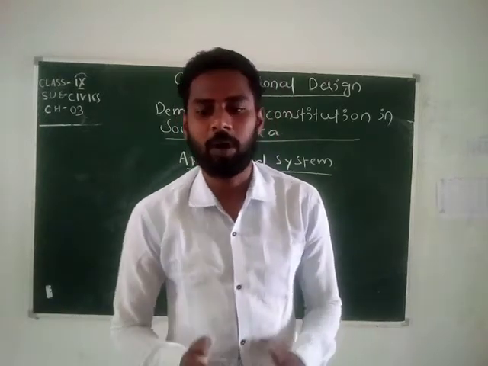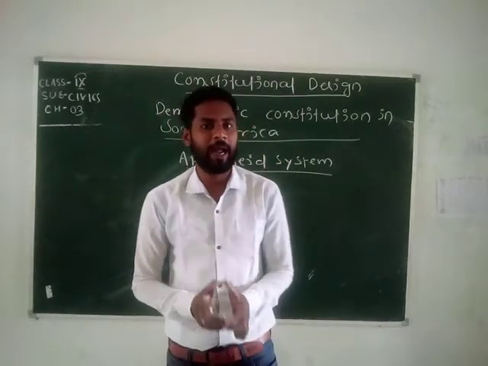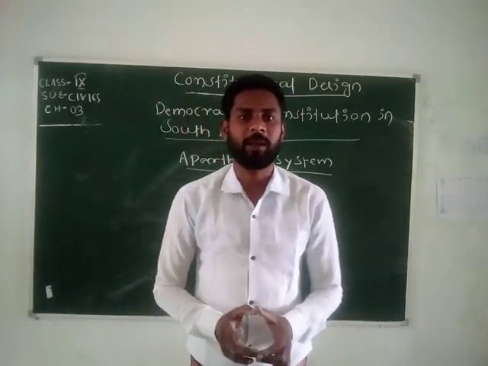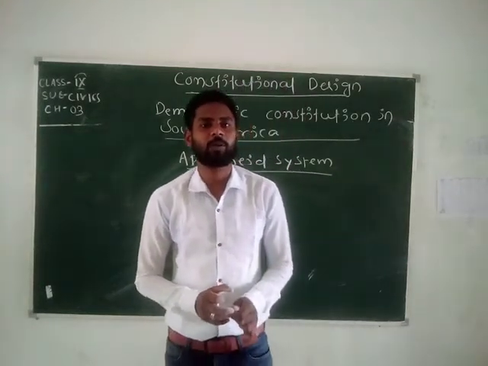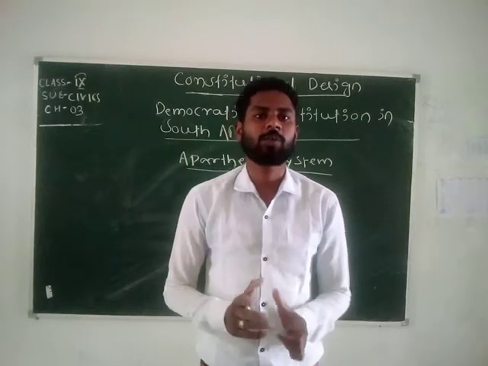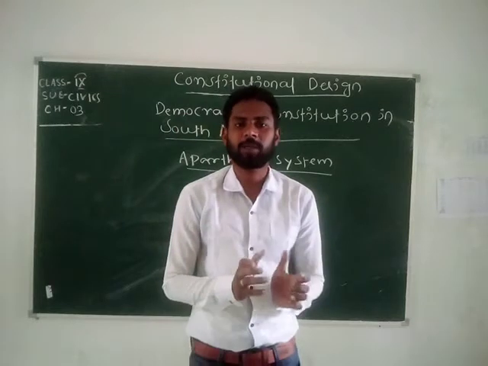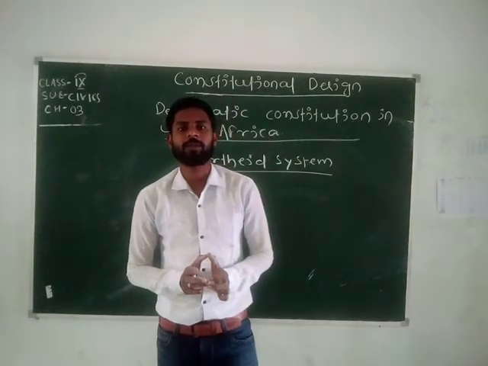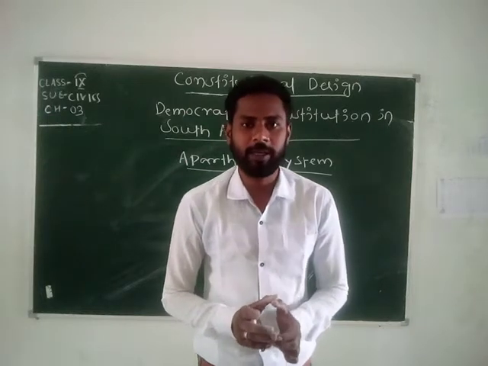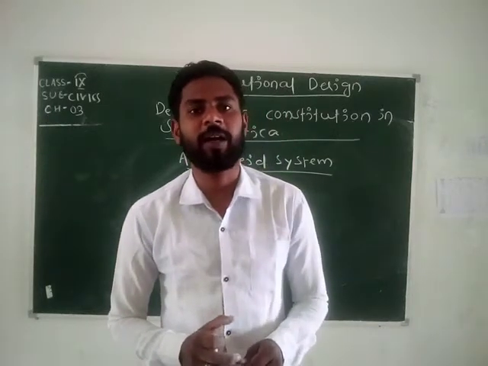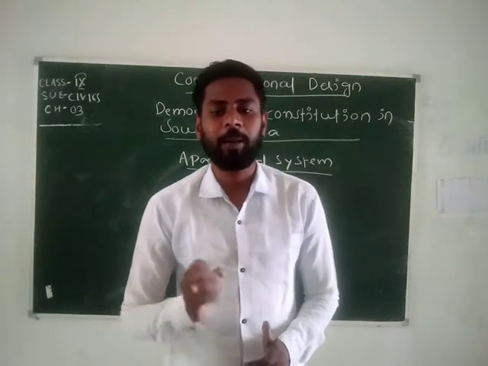After that, the non-whites did not have voting rights. That means the black people didn't have any voting rights. You can say the white people totally ruled over black society in South Africa. That means South African society was unequally divided. Got it? So this was known as the apartheid system, the differences between white people and black people.